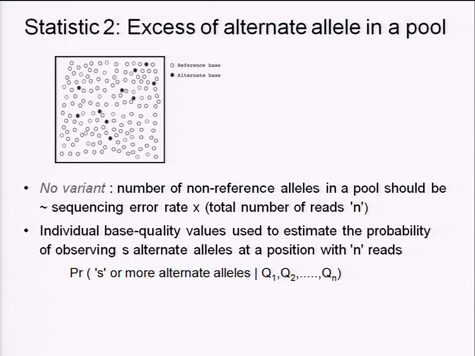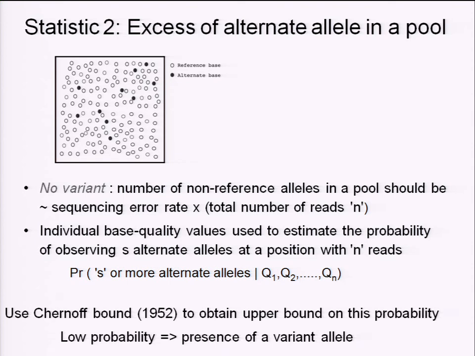The second statistic is to look for the presence of an excess of alternate alleles. The intuition is that if all of the black alleles correspond to sequencing error, they should occur at approximately the sequencing error rate. We look at the number of alternate alleles given the error rate and the coverage in this pool. For computing the hypothesis test, we estimate the probability of a given number of alternate alleles out of total alleles, and we use a Chernoff bound probability, which gives us a probability implying the presence of a variant allele.